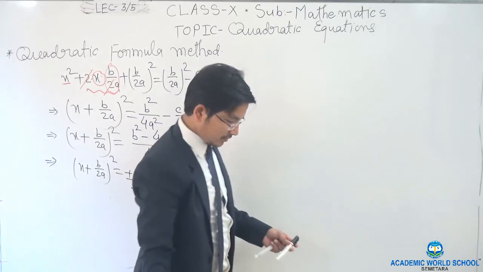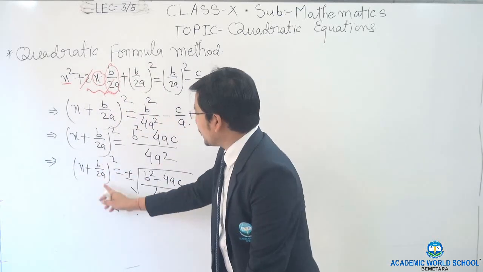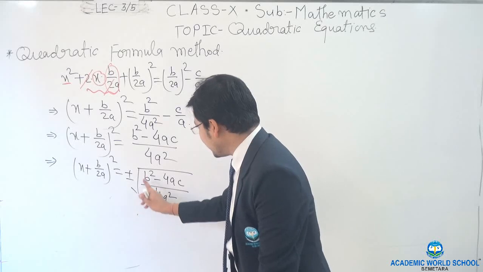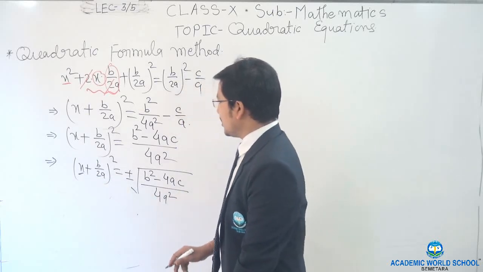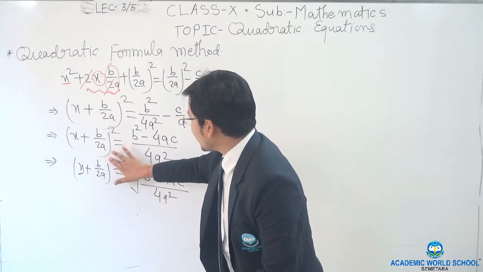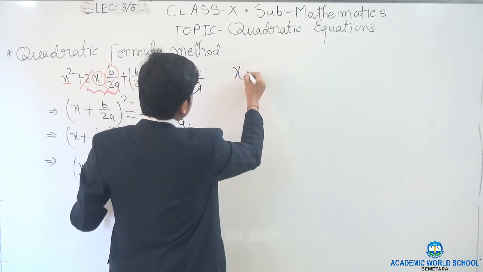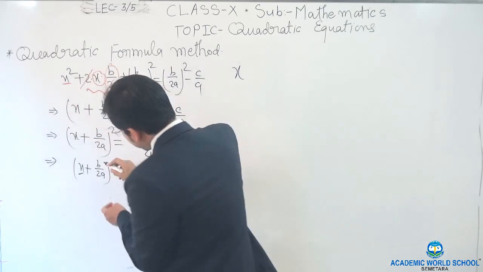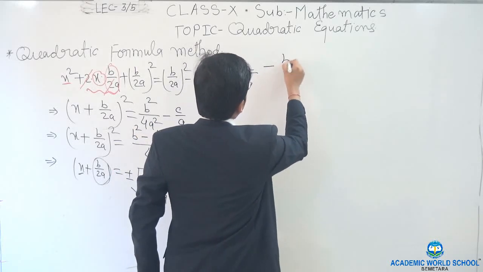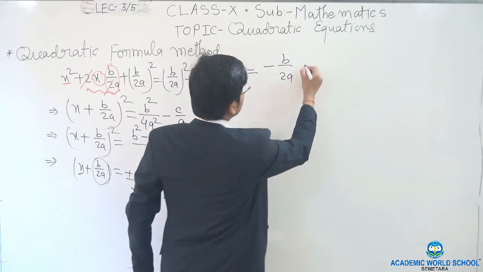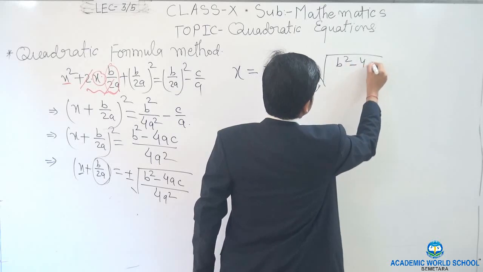So this side x plus b upon 2a whole square, plus minus root over (b square minus 4ac) upon 4a square. I need to find this value. So what I have to do is, the square has been transferred this side, and this is the square root. So now keep this x this side, and I am going to transfer this b upon 2a this side. So this will be x is equal to minus b upon 2a plus minus root over b square minus 4ac.